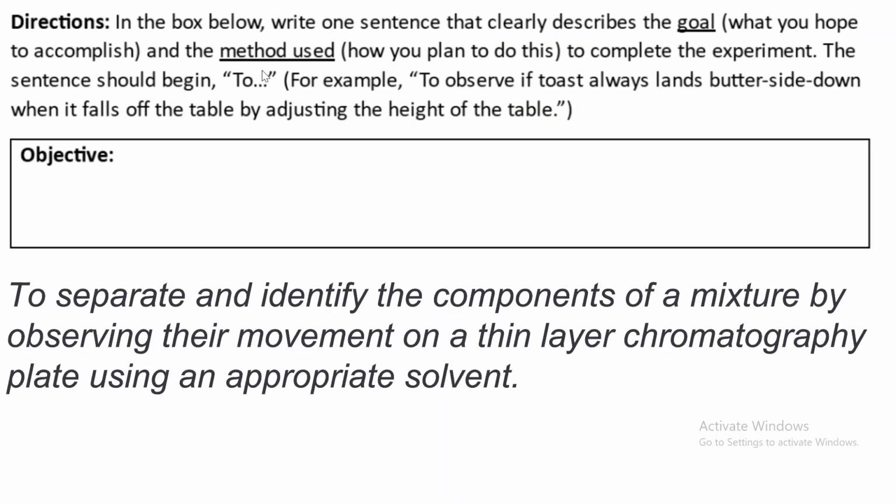Now, the direction states that we want to write one sentence that clearly describes the goal, what we hope to accomplish, and the method used, how we plan to do this to complete the experiment. So, a possible objective is in this experiment, we hope to separate and identify the components of a mixture by observing their movement on a thin layer chromatography plate using an appropriate solvent.